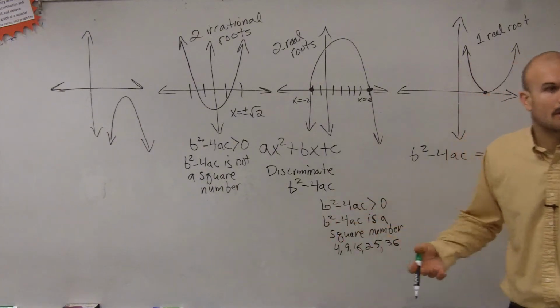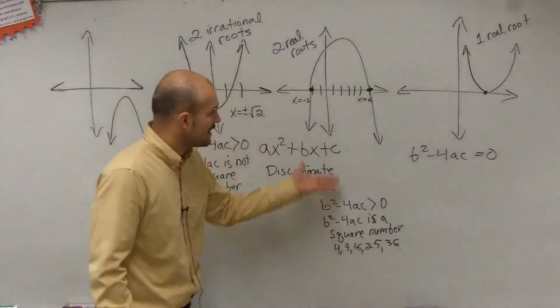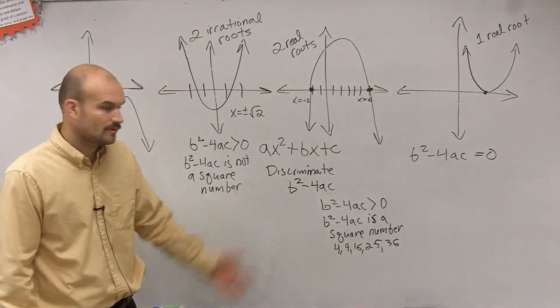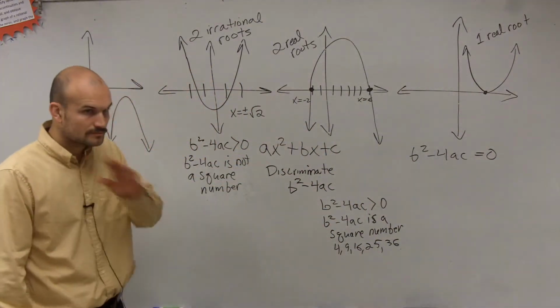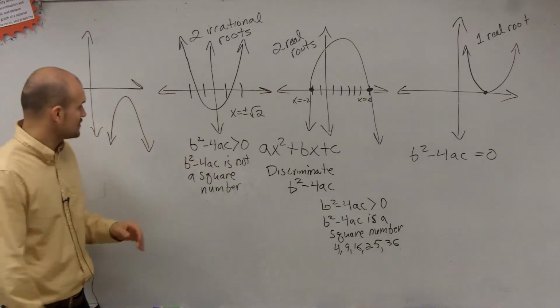So what would the square root of 1 be? The square root of 1 would give you 1, right? So that actually would simplify to give you some real roots as well. You could add 1 in to your square numbers as well, because 1 squared is 1. Yeah, so 1 would work as a square number as well.